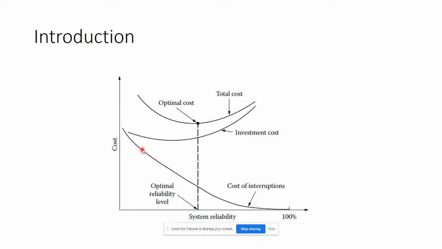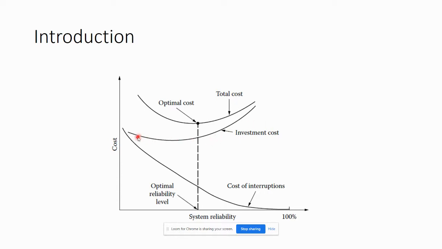So this is a typical graph that all reliability analysts look at. As you improve the system reliability from 0 to 100%, you notice that the investment costs into that system will increase, as given to you by this curve. And this makes sense, right? Because as we improve the system by having more investment into it, the reliability of the system will increase. Or else we will not do it, isn't it?